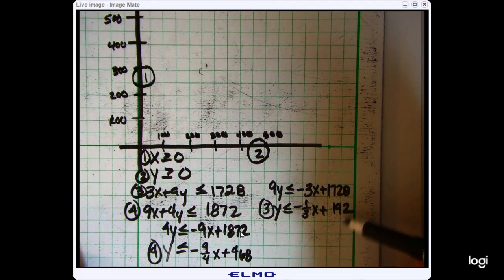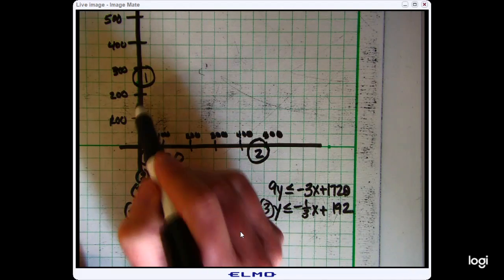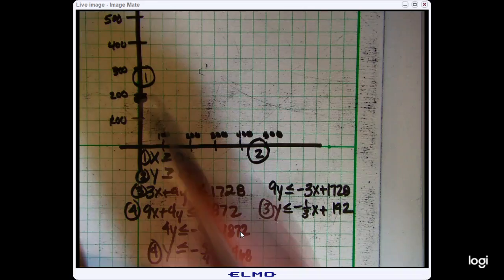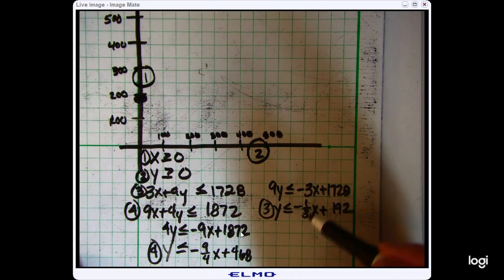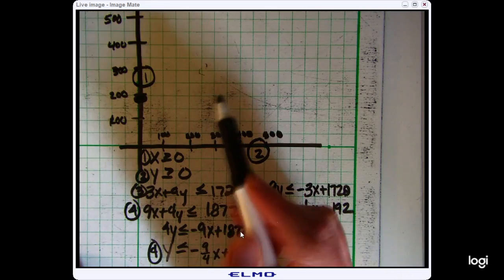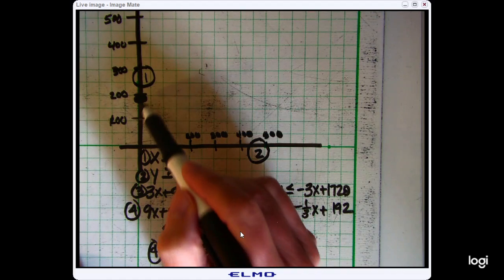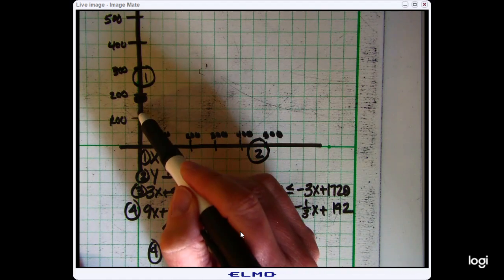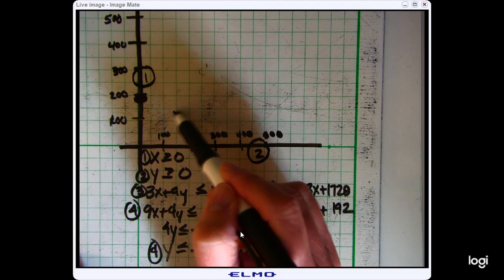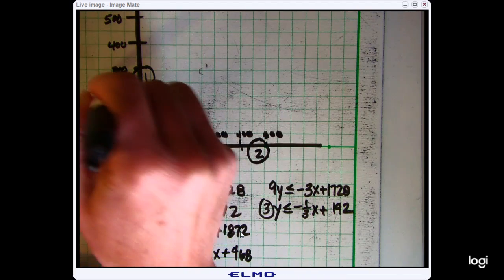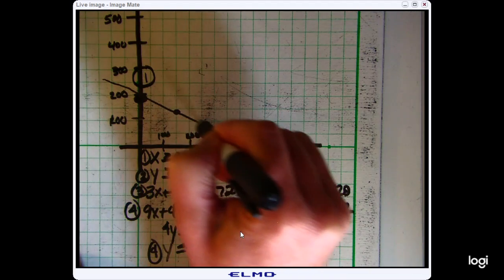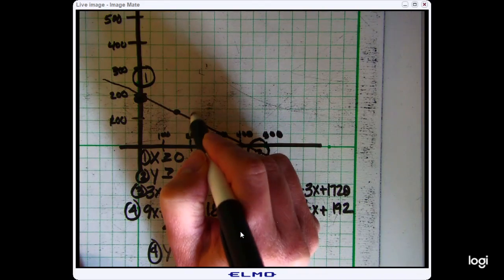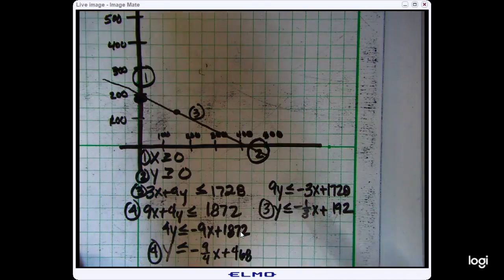Equation 3. Up 192, which would put me somewhere here, right? And then my slope is down 1/3. Now it is totally okay to count squares here. Down 1/3. All right, so this one is equation 3.